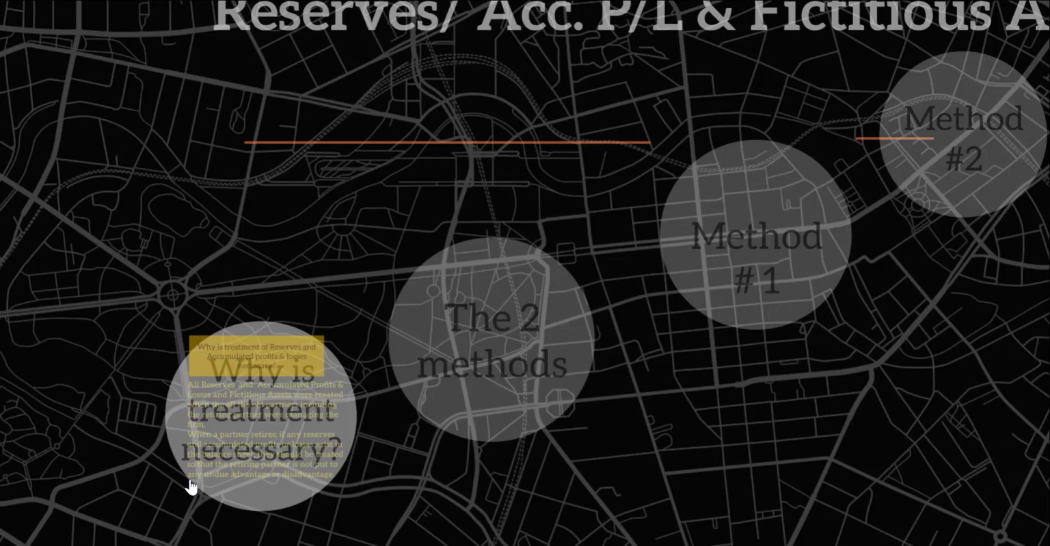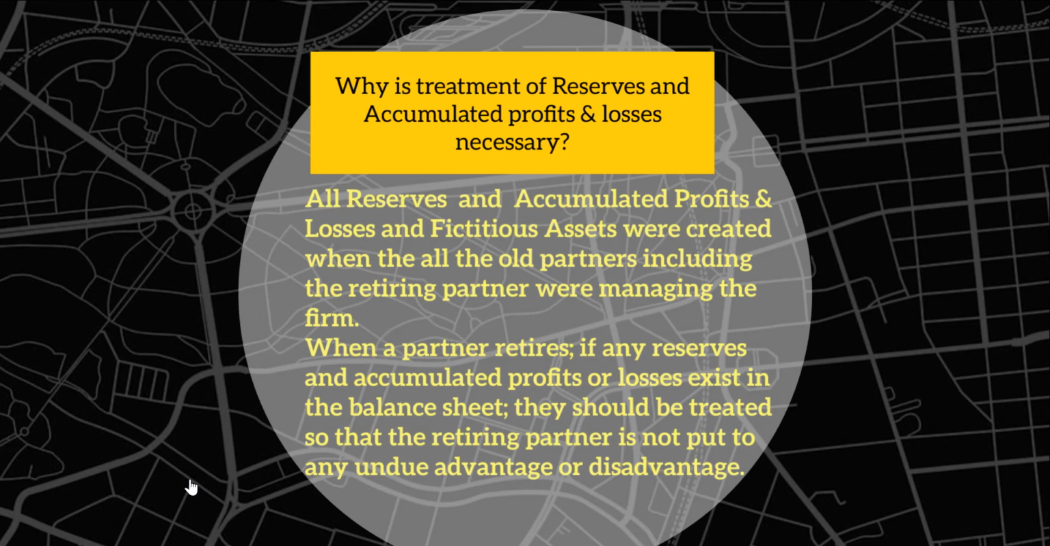So why is treatment of reserves and accumulated profits and losses necessary? All the reserves and accumulated profits, losses and fictitious assets were created when all the old partners, including the retiring partner, were managing the firm. Now when a partner retires, if any reserves and accumulated profits or losses exist in the balance sheet, they should be treated so that the retiring partner is not put to any undue advantage or disadvantage.